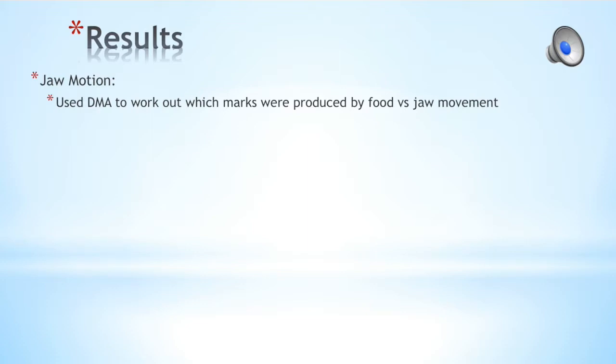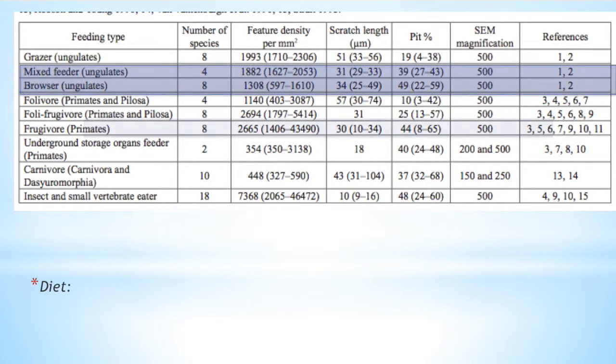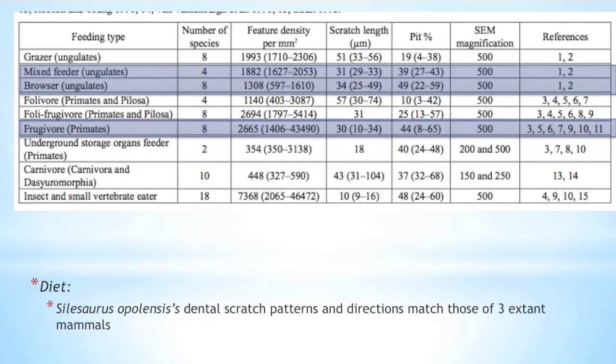They were able to deduce that both the texture and orientation of the scratches reflected the motion of the jaw rather than the texture of the food. The jaw movement was described as simple, in a single direction, without tight occlusal control, which means contact between teeth. The comparisons between the DMAs of extant mammals proved more useful in working out Silosaurus's diet. They found that the mean scratch length most closely matched mixed feeders, browsers, and fully frugivorous mammals. These are herbivorous mammals, which led researchers to believe that Silosaurus was an herbivore rather than a faunivore.